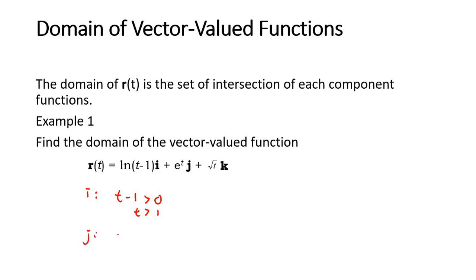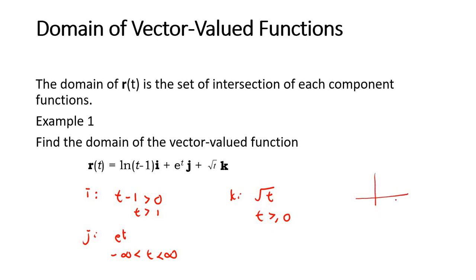For component j, the domain of t can be picked from negative infinity up to positive infinity. Component k: in order for the square root function to be defined, t must be greater than or equal to 0. Then the domain is the intersection. From component j, the domain is from negative infinity to positive infinity. However, component i states that t must be greater than 1, and component k states t greater than or equal to 0.